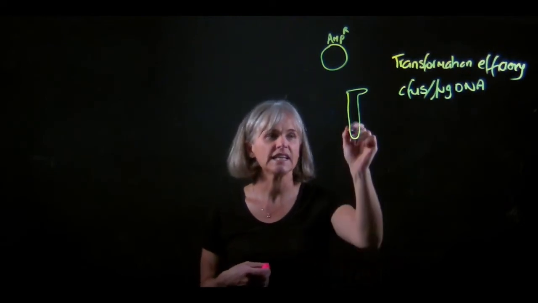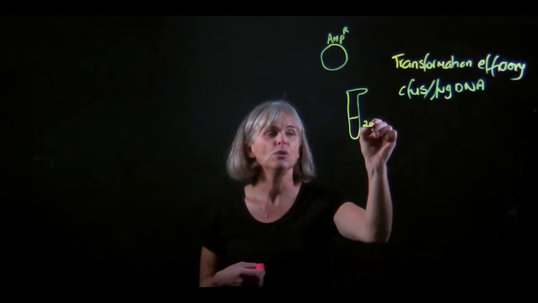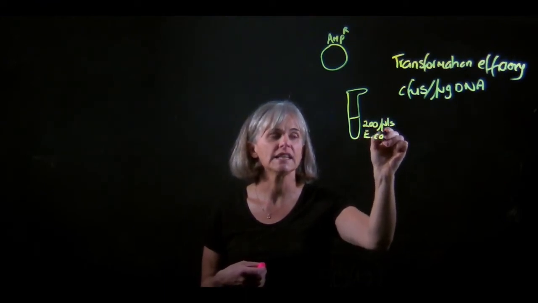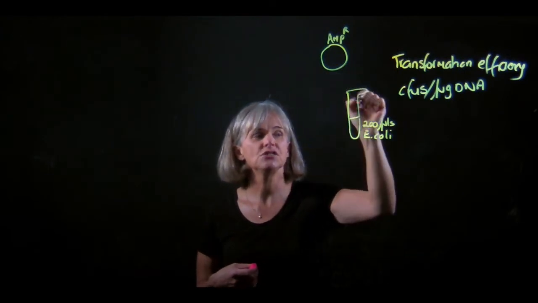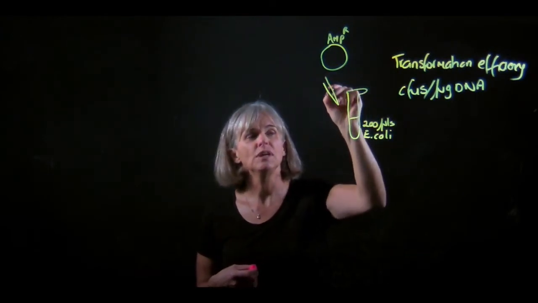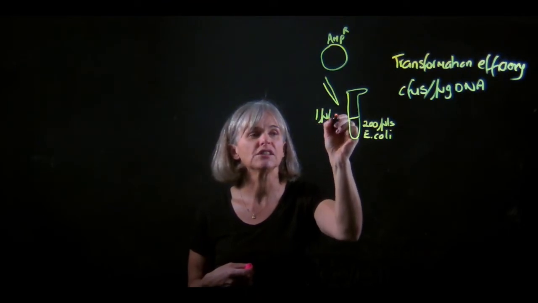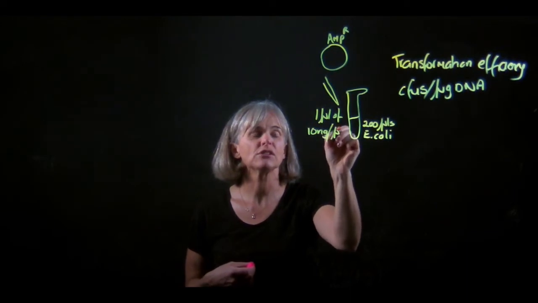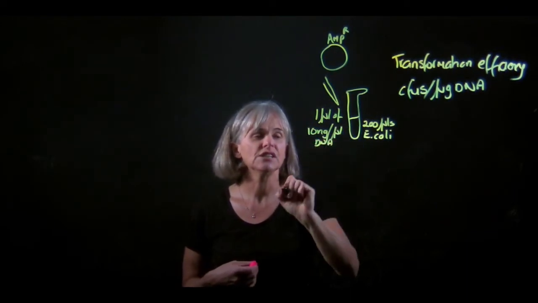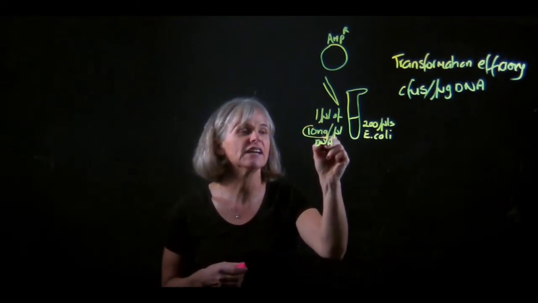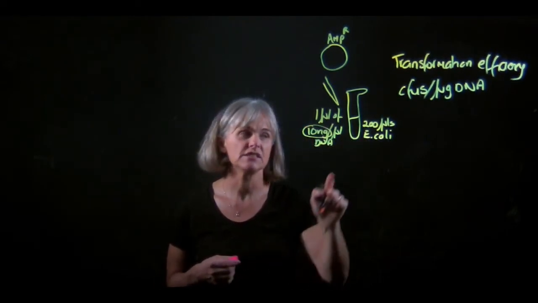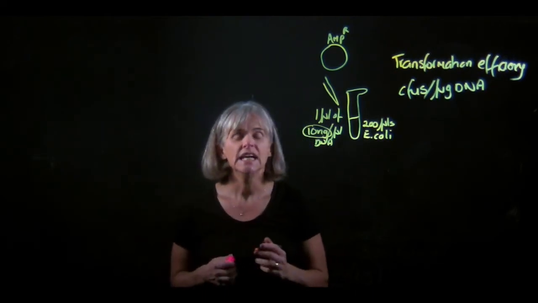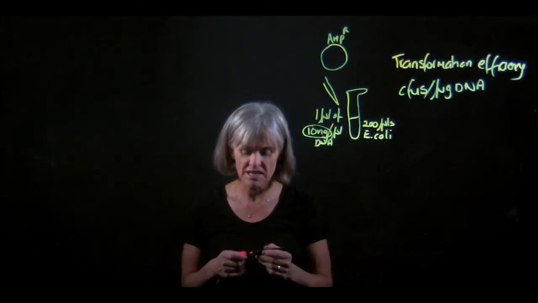And let us pretend that in our transformation reaction here, we had 200 microliters of competent E. coli cells. And into those E. coli cells, we put 1 microliter of 10 nanogram per microliter DNA. In other words, there was a total of 10 nanograms of DNA put into these 200 microliters of E. coli for the transformation reaction. And let us pretend we proceeded with our transformation.